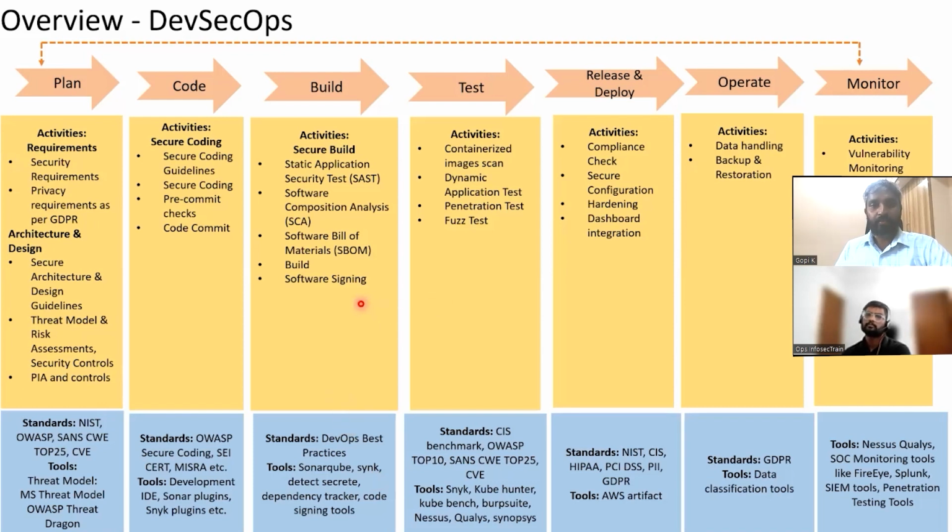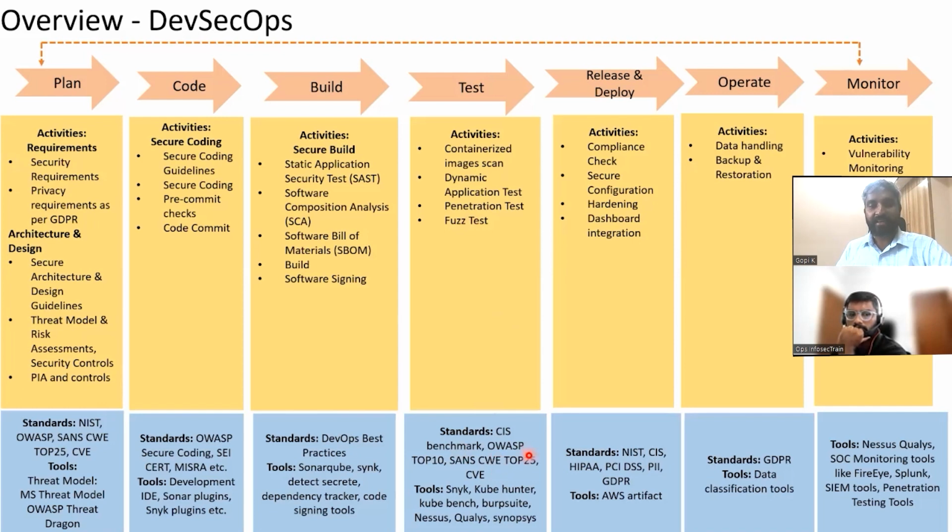So once the code is built, then we will deploy and execute the dynamic tests. For example, containerized image scan, dynamic test, penetration test, fuzz test. So we have multiple security related tests here. If required, we can automate certain activities and integrate them as part of our pipeline. I will show the sample reference architecture details in the next slides. So these stages also we can create.